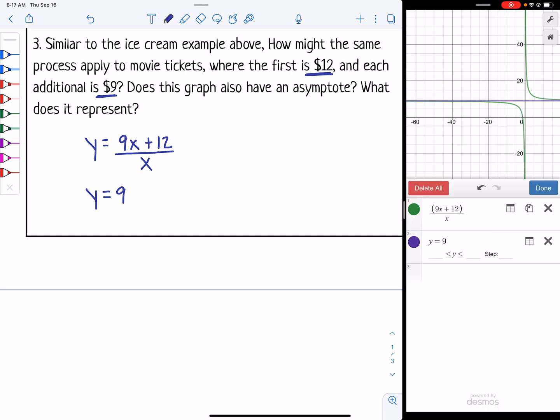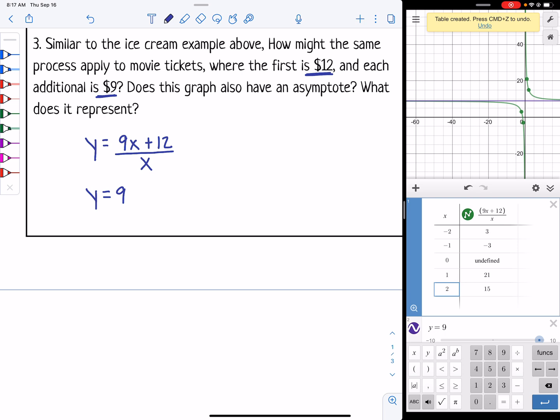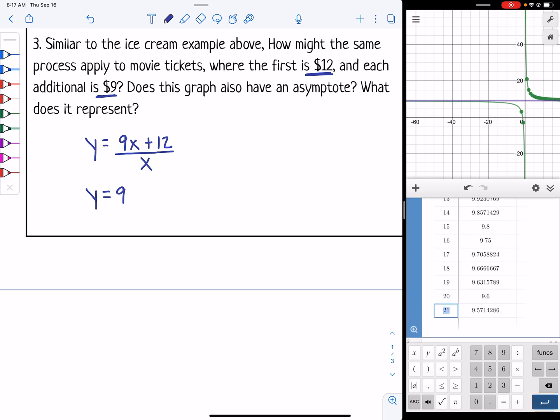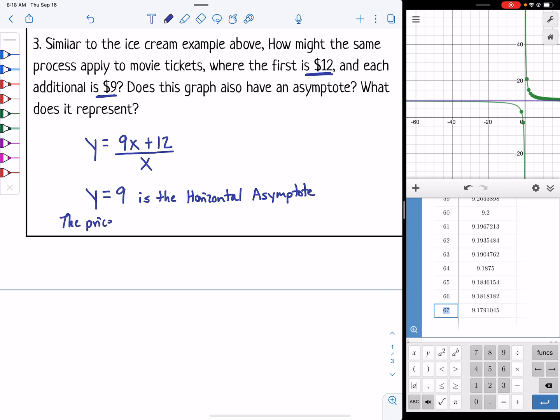So if you look at the table of values for your function, you can hit enter a bunch of times and see what happens. So as I buy more and more tickets, let's say I buy just tons of tickets, I got all sorts of friends and we're all going to the movies and I invited 67 friends. Notice it's just getting closer and closer to 9 because the 12 gets divided by all those friends that you're inviting. So y equals 9 is the horizontal asymptote. And in other words, the price of each ticket is approaching $9. So the price per ticket is getting closer and closer to just $9.